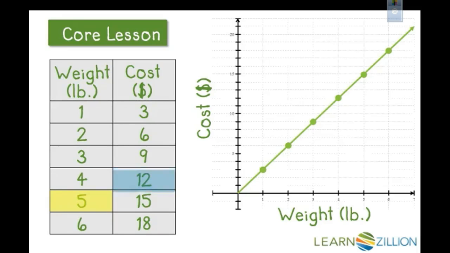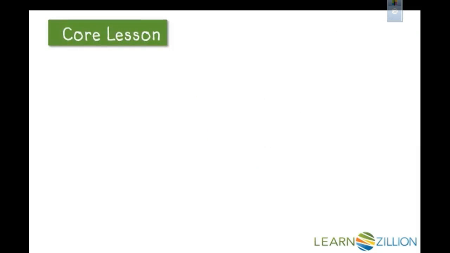How many additional dollars would that 1 pound cost? From 12 to 15 is 3 additional dollars, so it's $3 for that 1 pound. Or on the graph, suppose you were planning to buy 4 pounds, that would cost $12. If you decide to go with 1 additional pound, that would take you up from $12 to $15. That difference of $3 for that 1 pound is the unit rate.